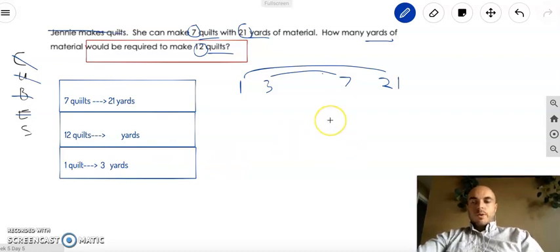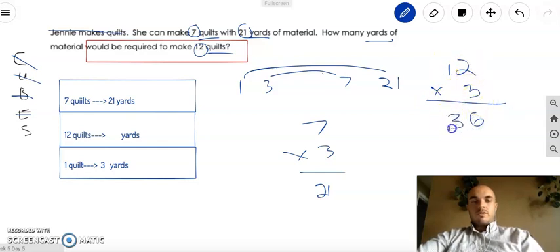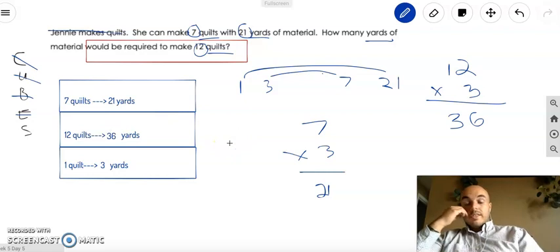And to even prove that more, we could create a multiples list as well to establish this. So let's say, 7 times 3 with multiples here. So there's 7 quilts. Each one is 3 yards, right? And that would give us 21 yards. So now what I'm going to do is multiply again, because now I have 12 quilts. And each of those quilts costs 3 yards to make. So 3 times 2 is 6. 3 times 1 is 3. So how many yards are 12 quilts? 36 yards.